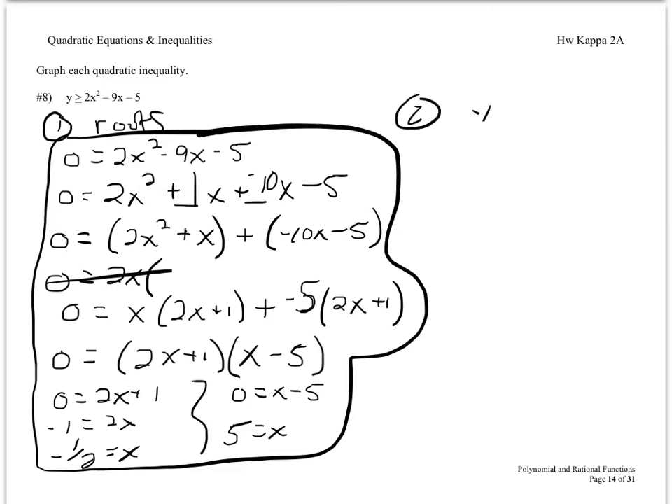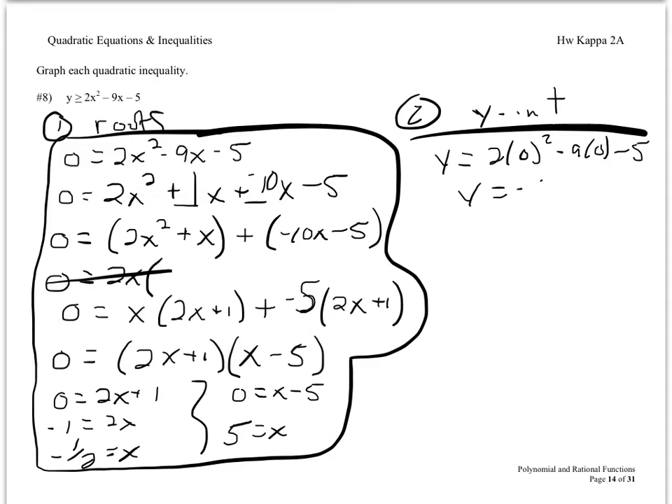Let's find the y-intercept next. We take our boundary and replace the x values with zeros. We get a y-intercept of -5. To find the minimum or maximum, we know this has a minimum because the lead coefficient is positive, so the parabola opens up.